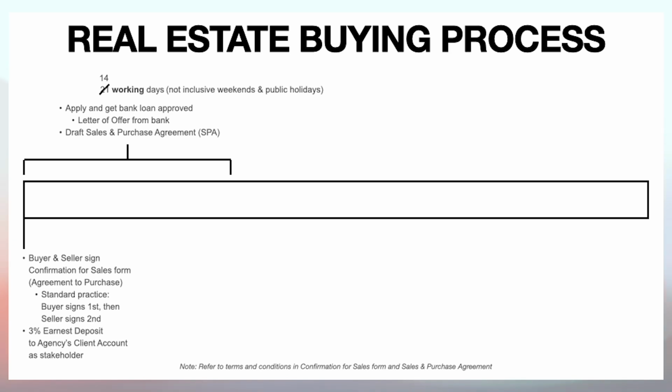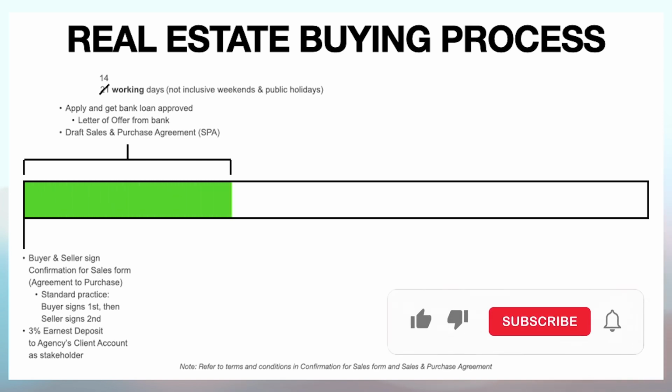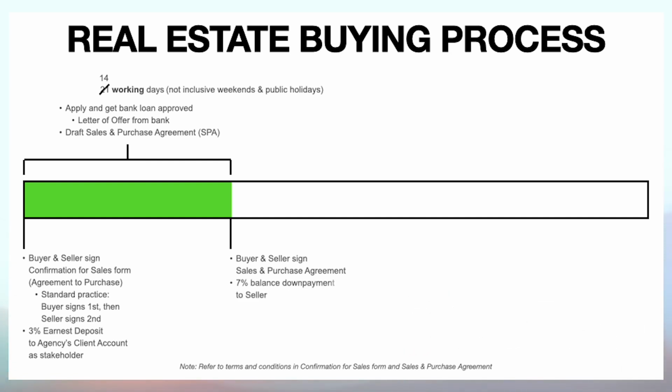So after you've gotten your bank loan approved and the letter of offer from the bank, and both parties are satisfied with the terms and conditions and the clauses in the sales and purchase agreement, we move on to the next stage, which is the signing. So the buyer and seller sign the sales and purchase agreement, and the balance 7% down payment is paid to the seller. And also for you as a buyer, on your part is to sign the loan agreement with the advice of your banker.